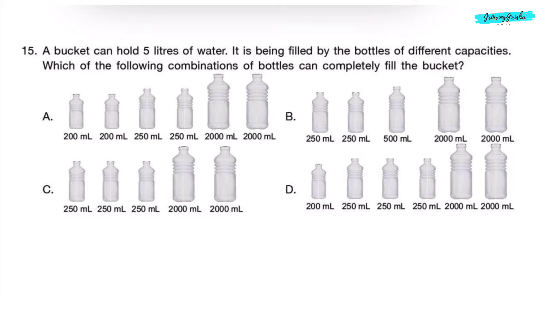Question 15. A bucket can hold 5 liters of water. It is being filled by bottles of different capacities. Which of the following combinations of bottles can completely fill the bucket? In option A, 200 plus 200 plus 250 plus 250 plus 2000 plus 2000 is equal to 4900 milliliters. It should be 5000 milliliters. So option A is incorrect. Option B, 250 plus 250 plus 500 plus 2000 plus 2000 is equal to 5000 milliliters. Yes, it is equal to 5000 milliliters. Correct answer is option B.